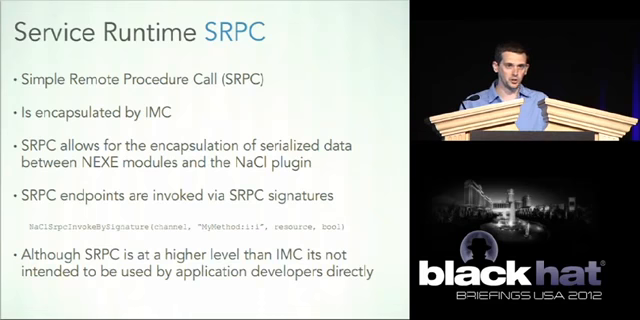srpc endpoints are invoked via a really simple method. I have a little chunk of code right here that says NACL srpc invoked by signature. The first parameter you pass it is the srpc channel you're communicating on, and then a string that describes the interface you want to call, the two arguments you want to pass it, and their types. Again, although srpc is a higher level than IMC, it's not meant to be invoked directly.